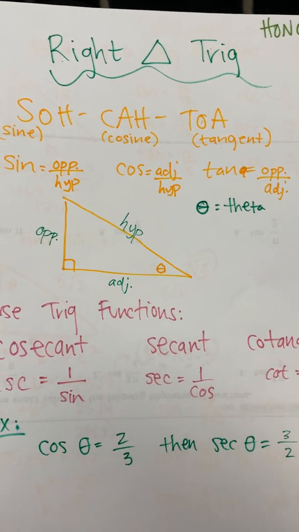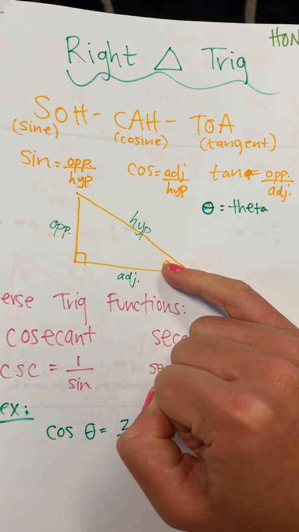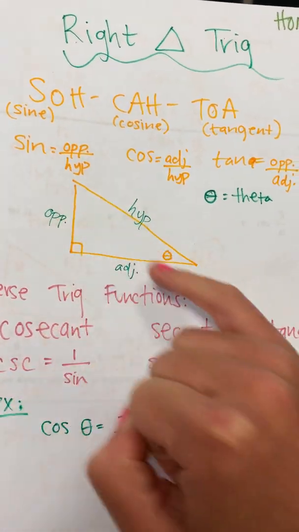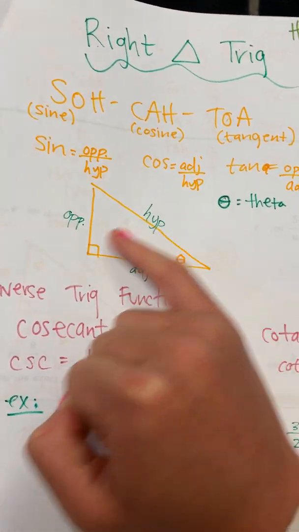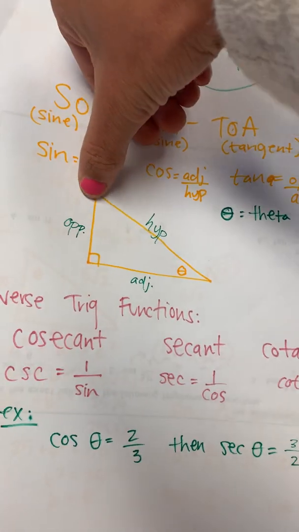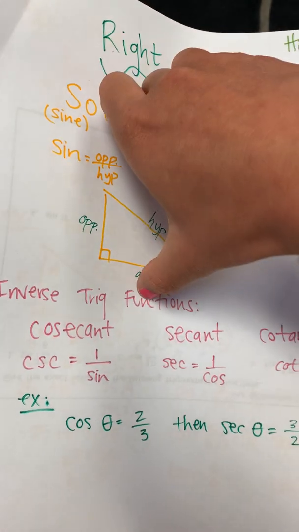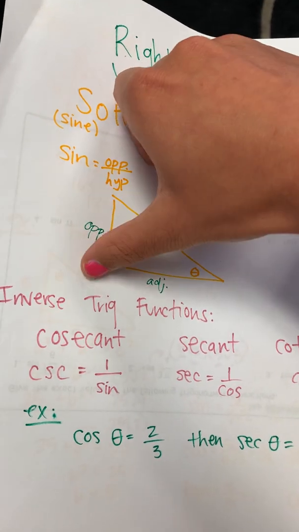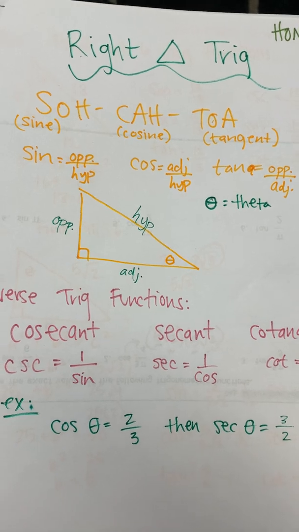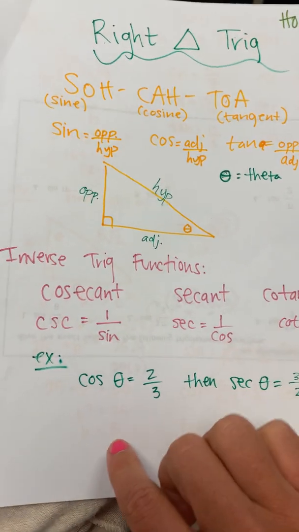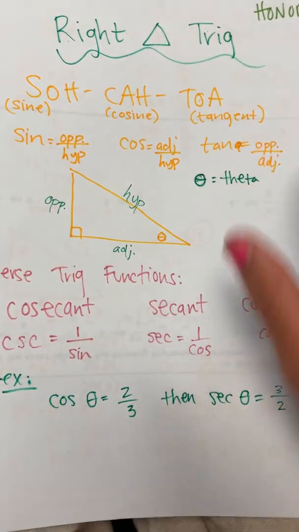It's a Greek letter. So if I'm looking at this is the theta, that is the opposite side, and this is the adjacent side, the one that's touching it. And then the hypotenuse is always across from the right angle. If this were the theta up here, opposite would be this side, and this would be the adjacent. So it depends on which angle you're looking at. So we solve right triangles using sine, cosine, and tangent, or SOHCAHTOA.